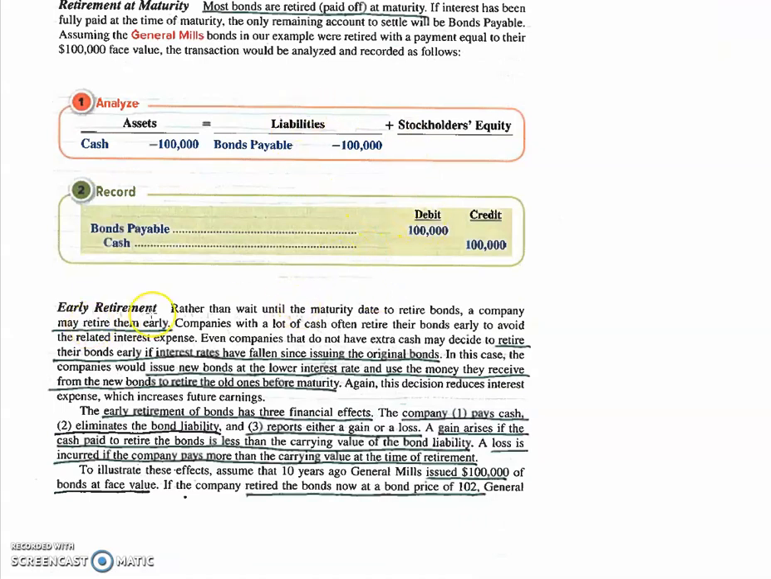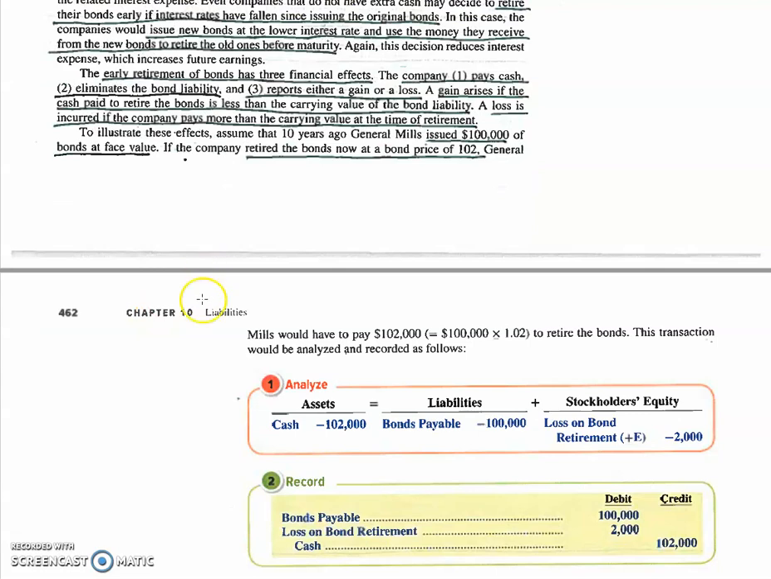So when you retire bonds early, you call them, then your journal entries are pretty simple. You're going to remove everything associated with the bonds. So the bonds payable, any premium or discount associated with the bonds, you're going to remove. So you're going to debit bonds payable. You're going to debit any premium or credit any discount. And you're going to credit cash for the amount of cash you pay, and then any remaining amount you need to get the journal entry to balance out becomes a gain or a loss.